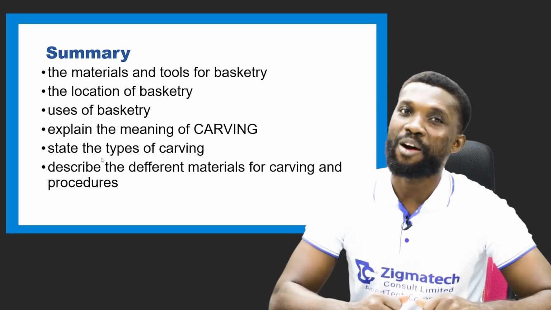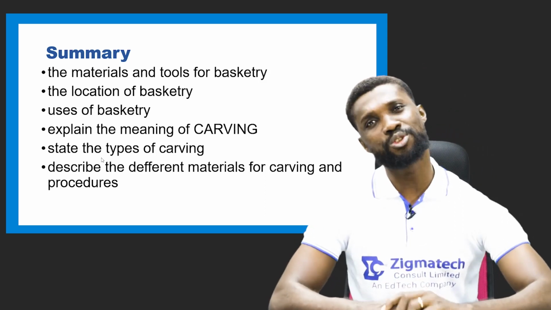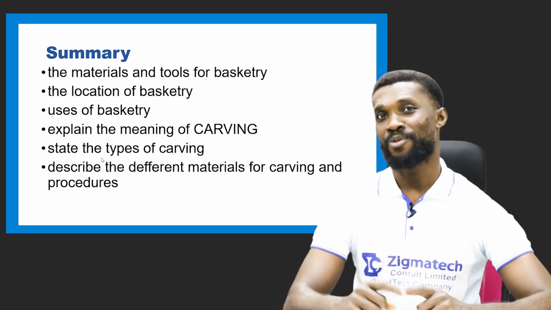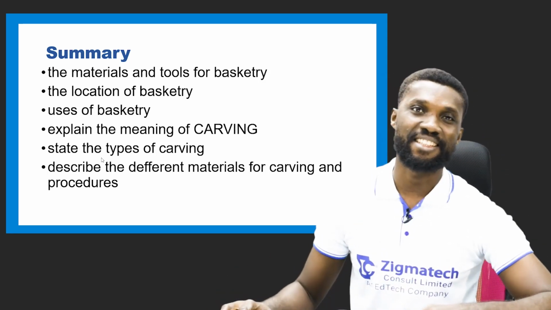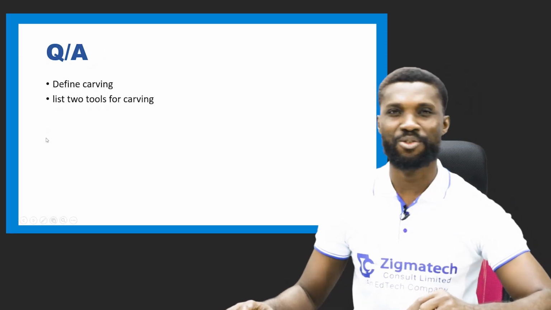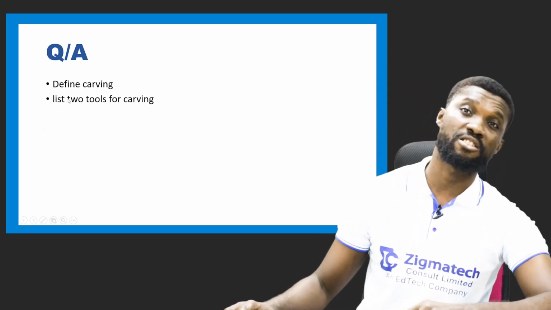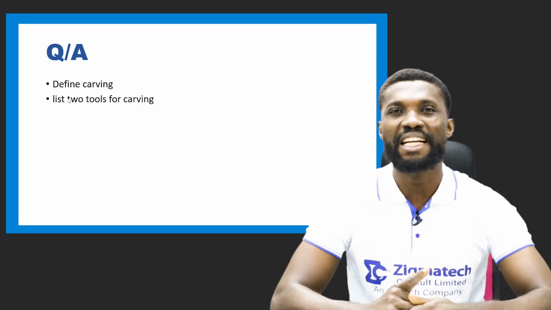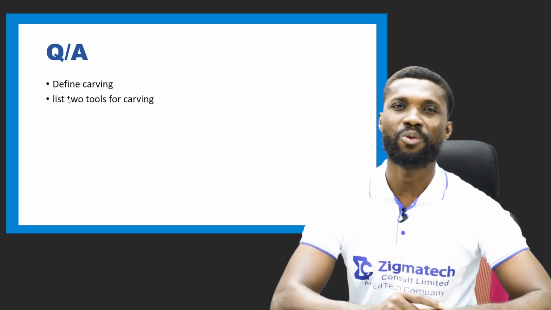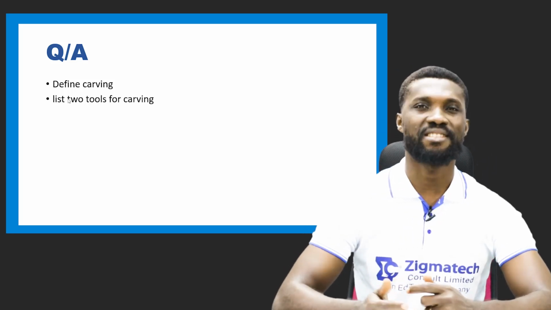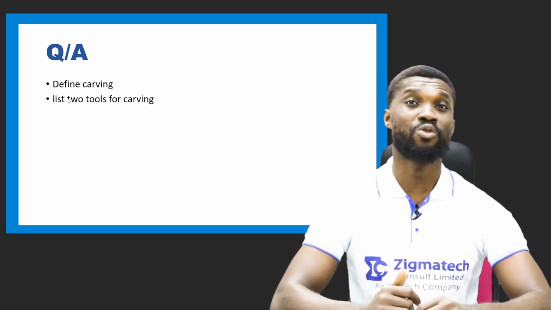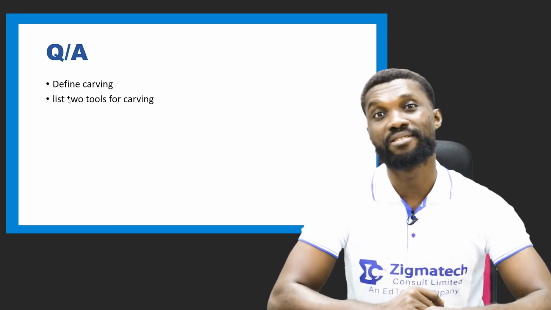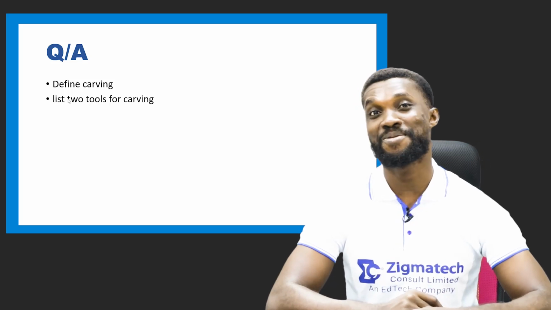Okay, so now if you have followed through this class, there is something I want us to do, which is Q and A. Somebody asks, what is Q and A? Simply means question and answer. All right, the first question I want to ask you is define carving. What do you understand by the word carving? I've sung that as a song over and over again, so it should not be new to you. So you should define it effortlessly. So what is carving? Yes, I can hear you.